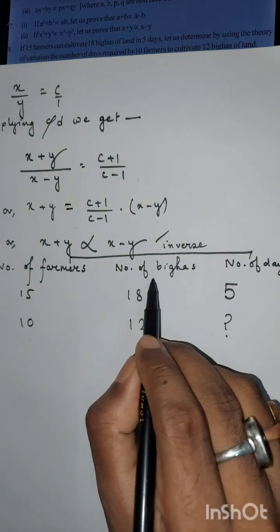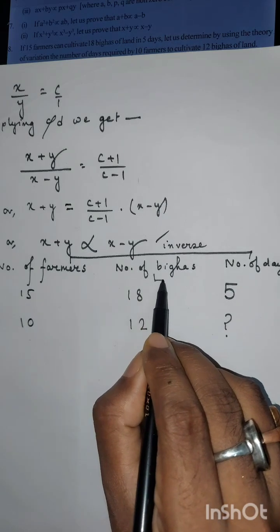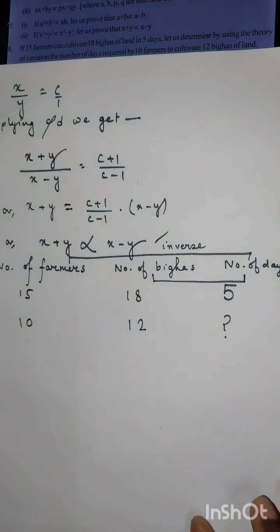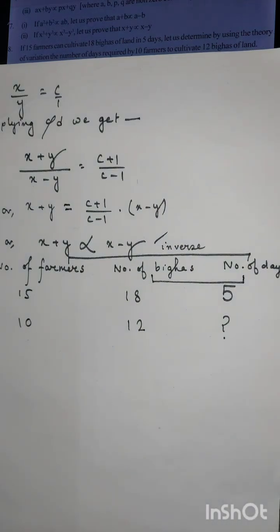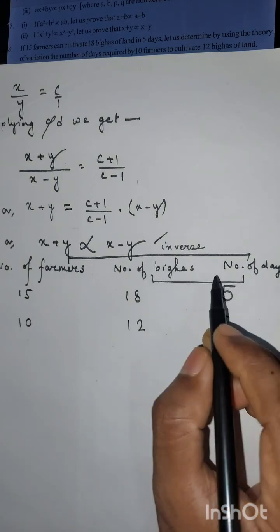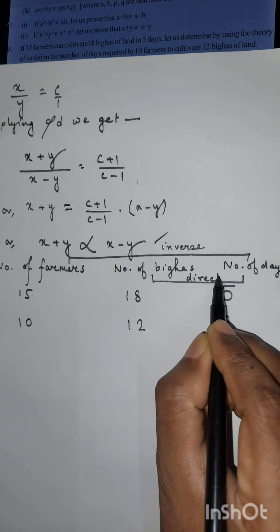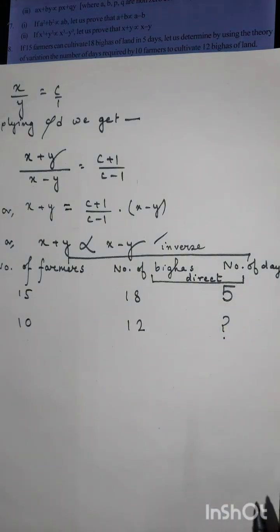Now let us say number of bighas and number of days. If we increase number of bighas, number of days will also be increased. So these two quantities are directly related. Okay, inverse relation and direct relation. So now we have established the relations.